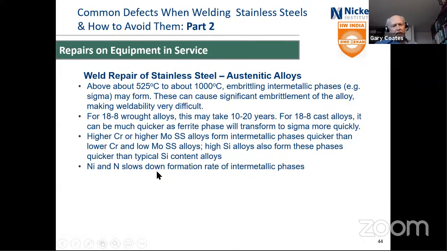So nickel and nitrogen slow down the formation rate of intermetallic phases. I guess a comment, but even those that have nickel and nitrogen in them will eventually embrittle.